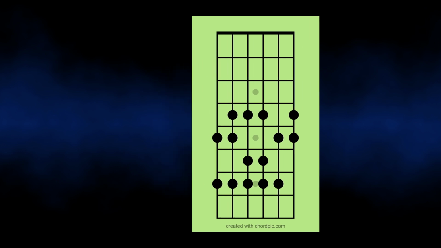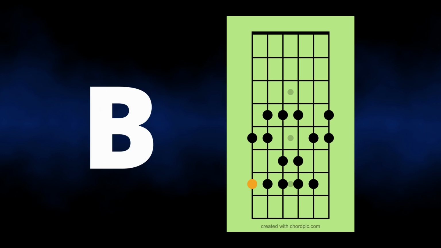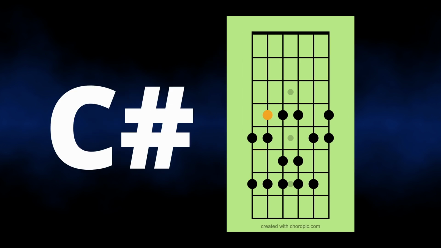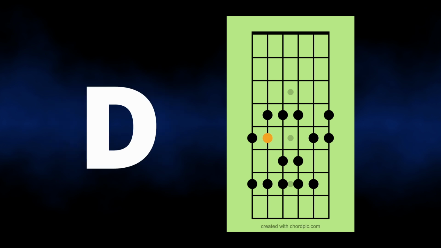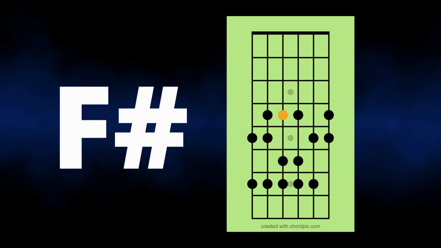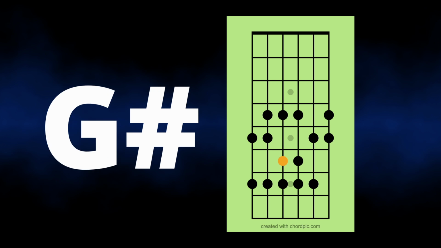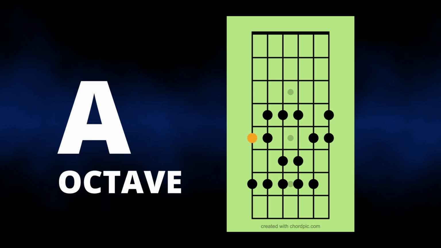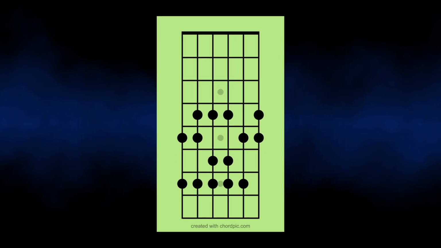Here's the A major scale. A, B, C sharp, D, E, F sharp, G sharp, and back to A. These are the notes we'll be working with for all the modes. The only thing that changes is where you start on the scale.